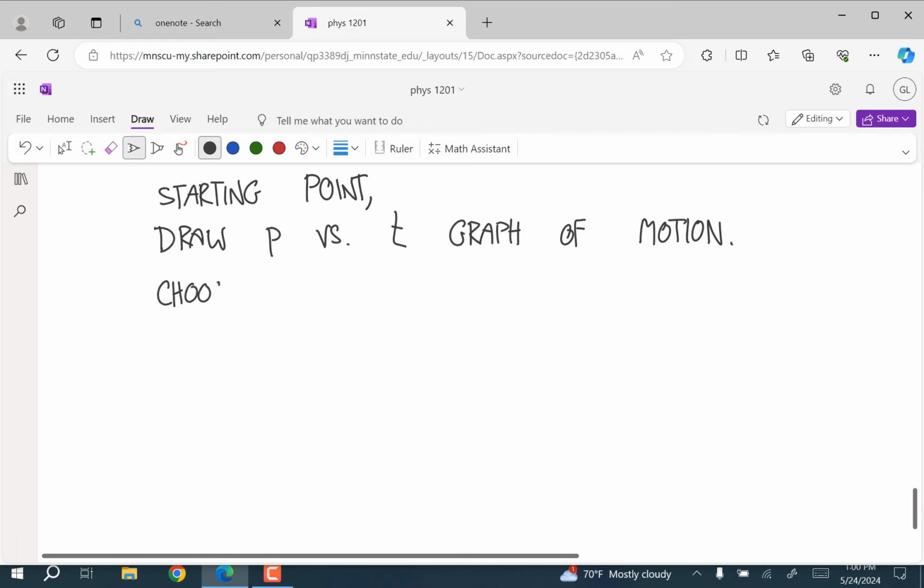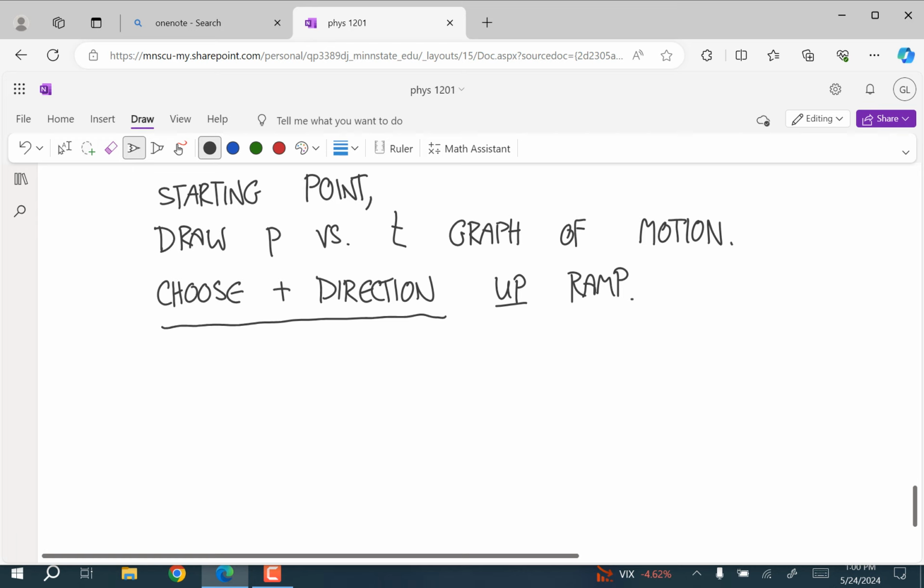So we're going to choose the positive direction up the ramp. Okay, following the steps that I did in the last example problem, see if you can figure out the time and the position at each of the two instants that are described, and then plot those on a position versus time graph. So pause the video now and see if you can do that.